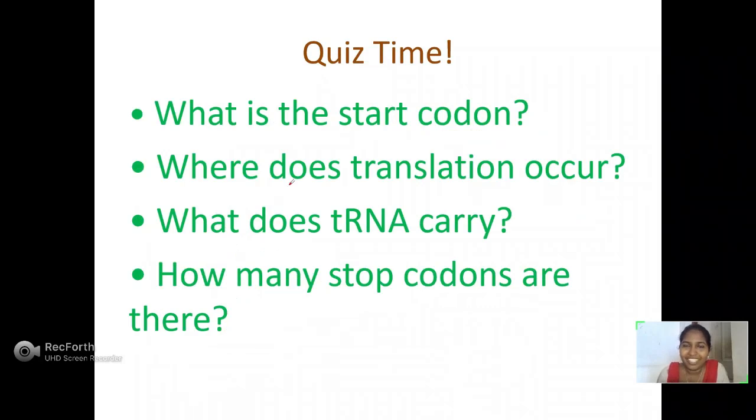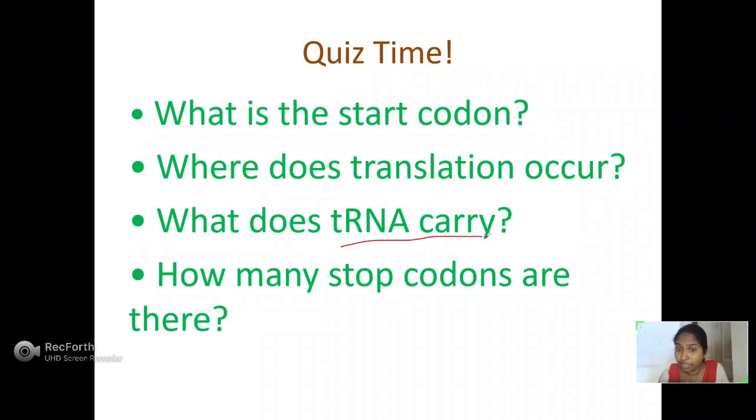There are some questions for you. Please answer these questions. What is the start codon? Can you recollect? AUG, you said it. Where does translation occur? We learned it. Yes, it is in the cytoplasm.